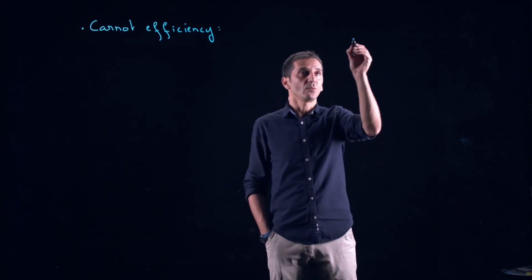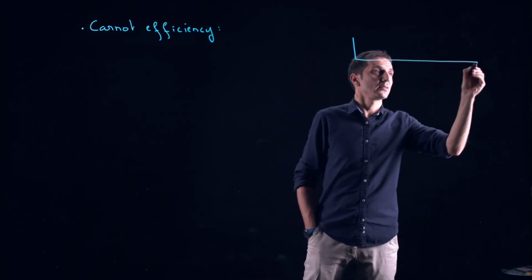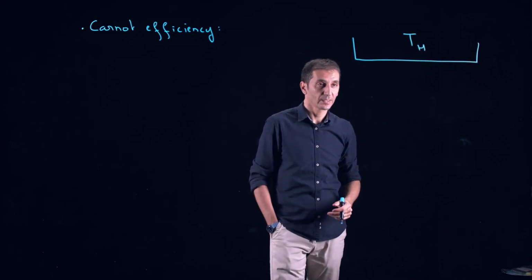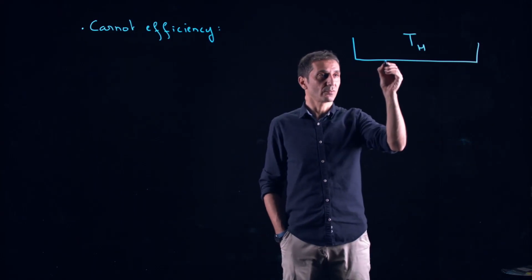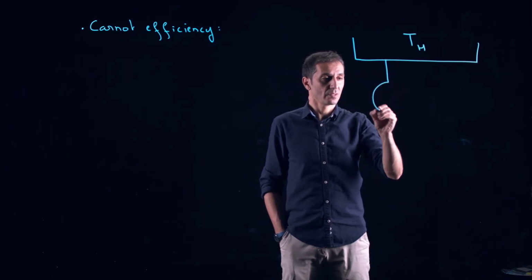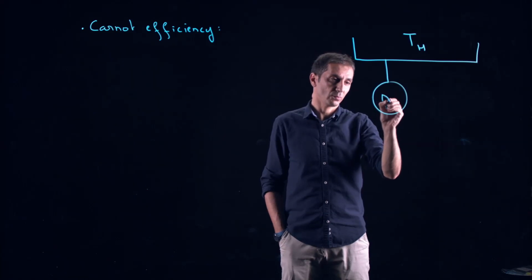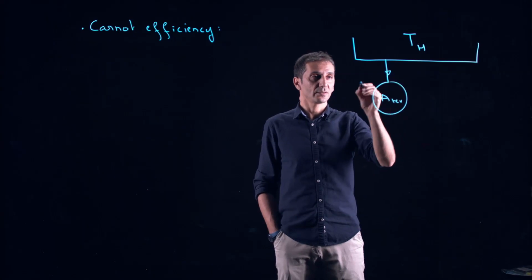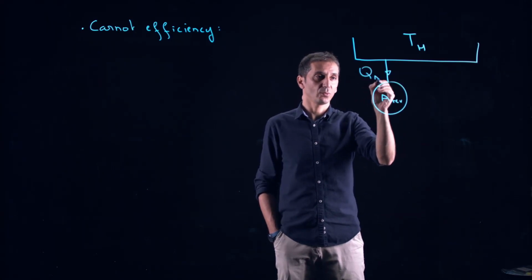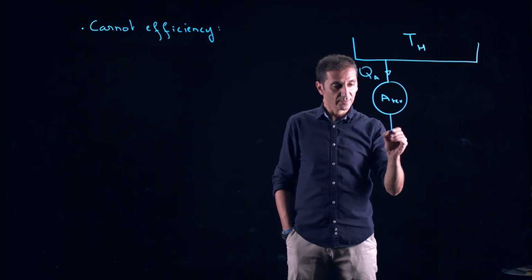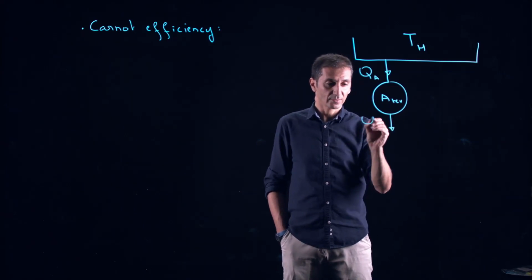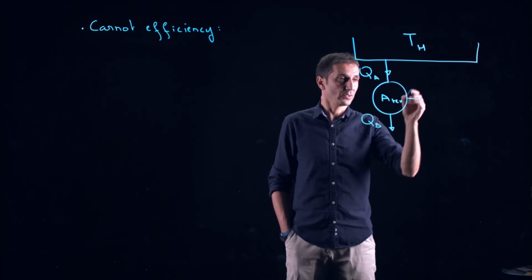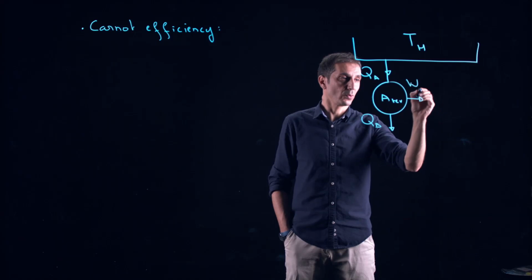Okay, so let's start with a reservoir always at temperature TH. And we'll connect to this reservoir a reversible heat engine, which we'll call A. This one is reversible, is getting a certain heat QA, and it's rejecting heat that we'll call QB. And this heat engine is providing us with a certain work called WA.